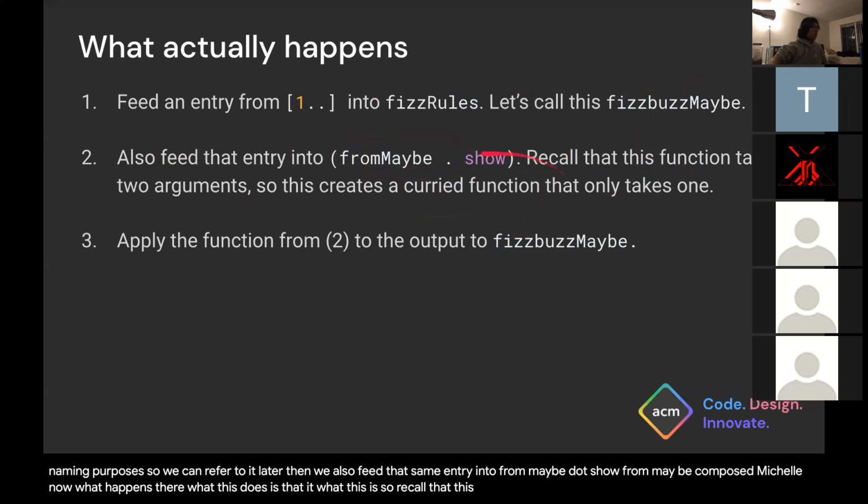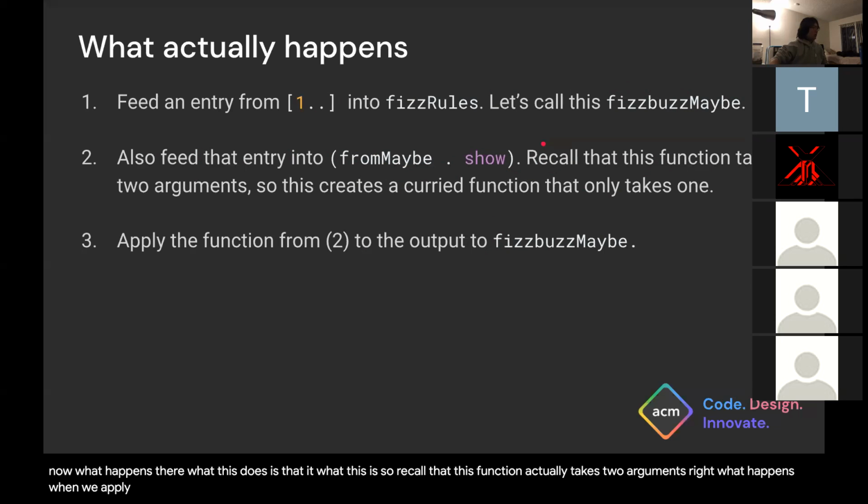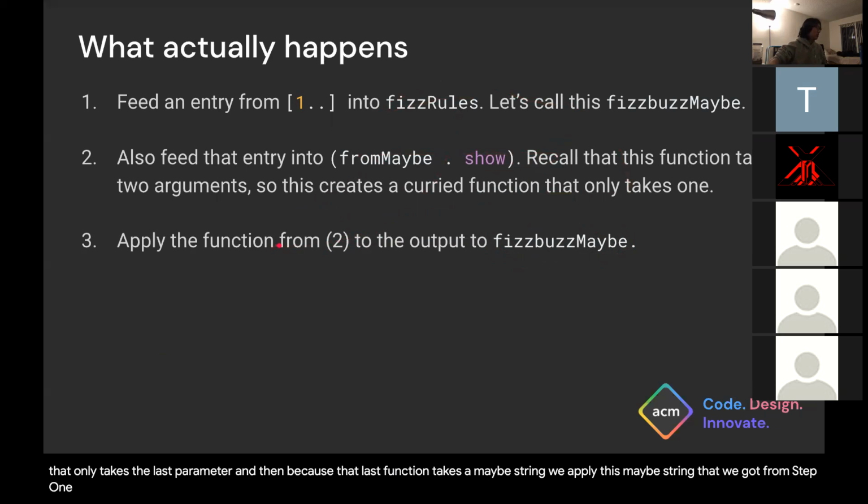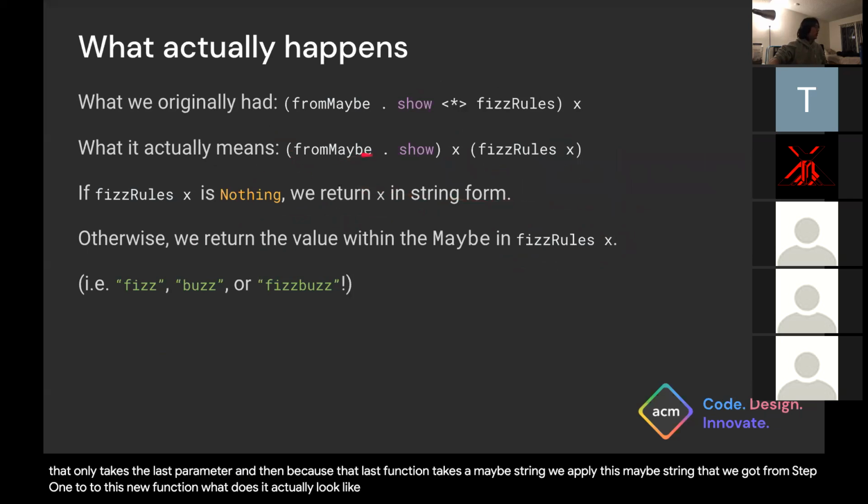Now recall that this function actually takes 2 arguments, right? What happens when we apply one argument to it? Well, currying, right? When we apply only one parameter, we create another function that only takes the last parameter. And then because that last function takes a maybe string, we apply this maybe string that we got from step 1 to this new function. What does this actually look like? Well, it looks like this.